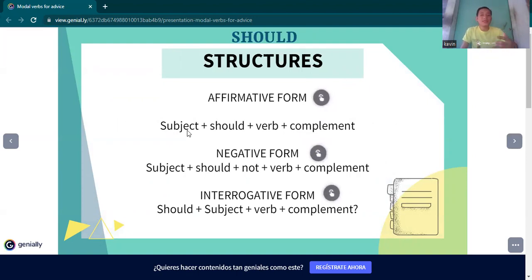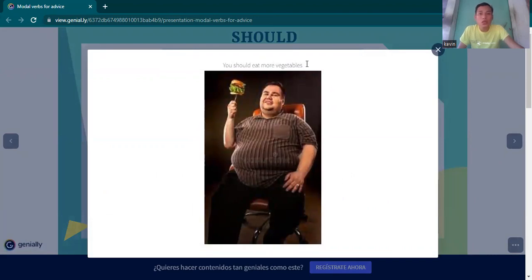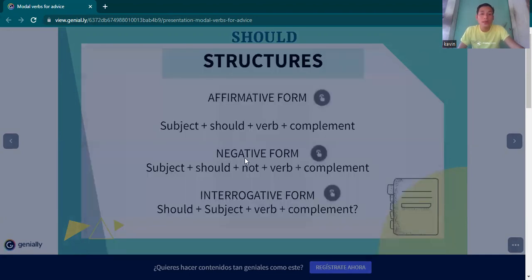Now let's see an example using the modal verb should in affirmative form giving an advice. For example, let's see, you should eat more vegetables. So in this case, we are giving an advice to him that he shouldn't eat too much junk food. Instead, he should eat more vegetables. Okay, now let's see the negative form.